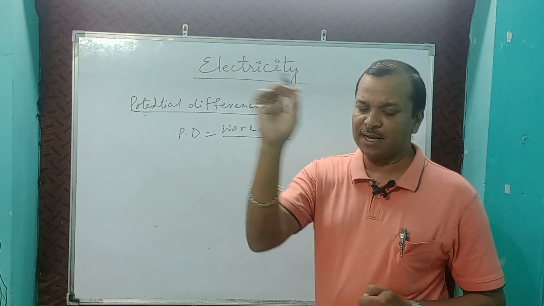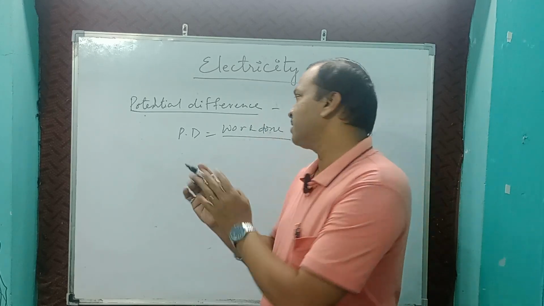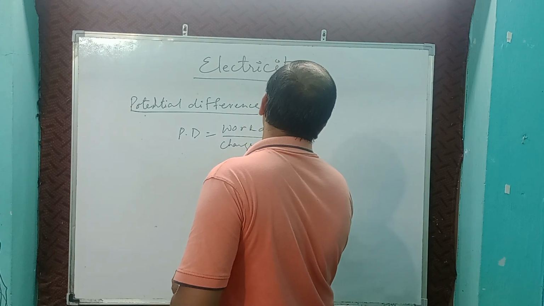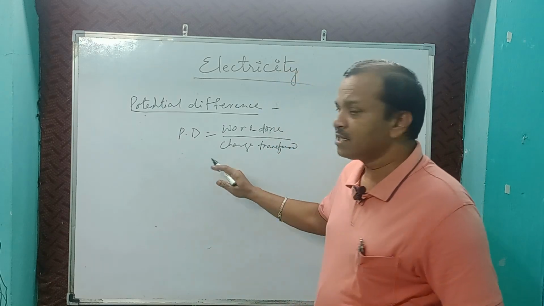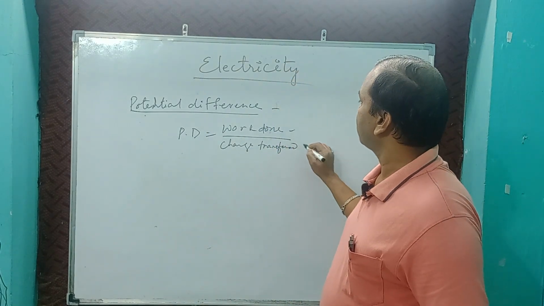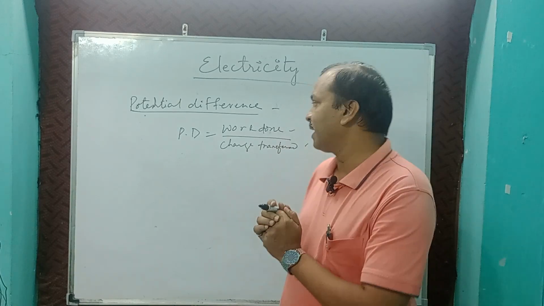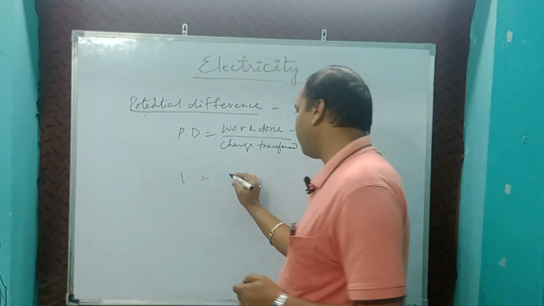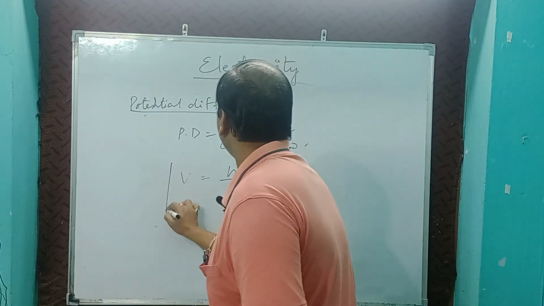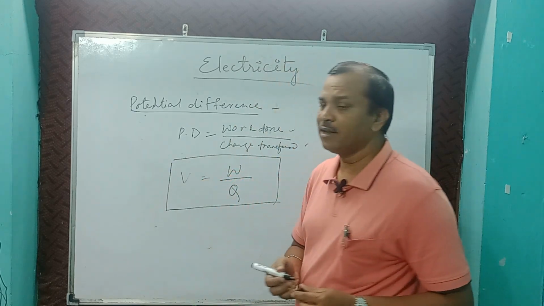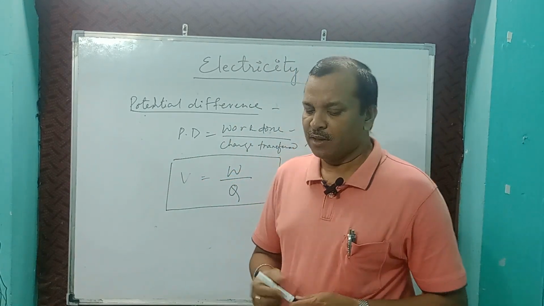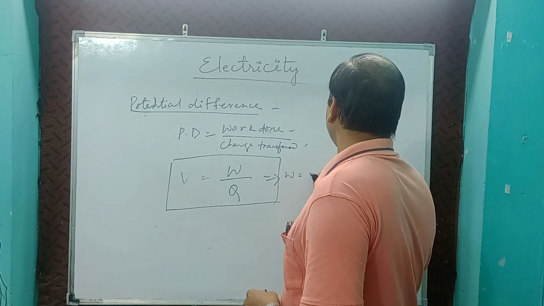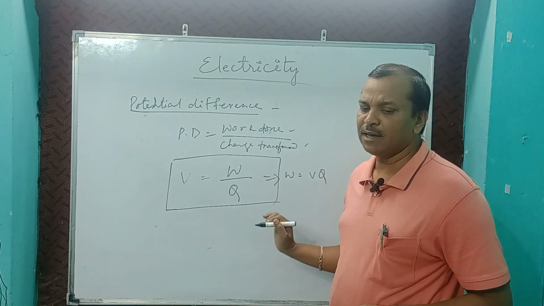What is the work done they are doing? Charge, flow of charge. Charge transferred from one place to other place, work done by charge. We can write potential difference V is equal to work done W, and charge is Q. We have to remember this formula. This is very important. First formula, V is equal to W by Q. From here also we can find out W is equal to V into Q. Clear?